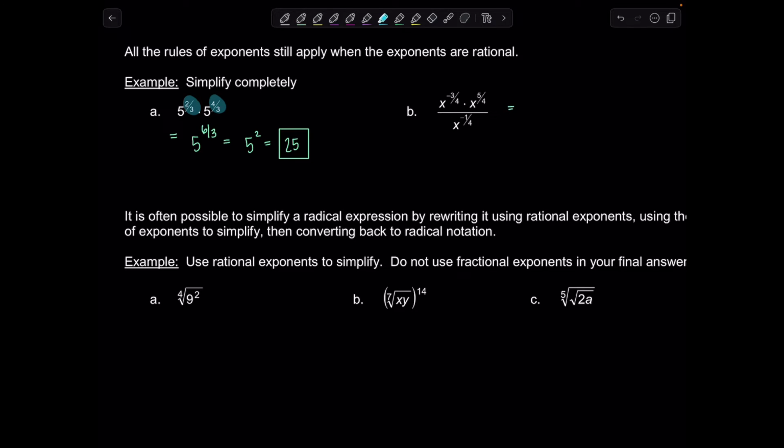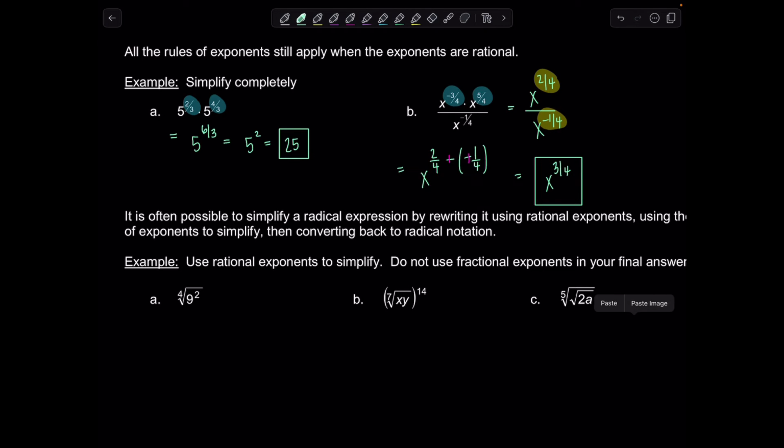I'm going to simplify just the numerator first. So I'm going to add these exponents together. X to the negative 3/4 plus 5/4 is x to the 2/4. And then I have over x to the negative 1/4. And then remember the rule when you're dividing, you take the exponent from the numerator and you subtract the exponent from the denominator. So I'm going to write it out slowly. It's x to the 2/4 minus negative 1/4. Oh, yeah. So then it becomes addition, right? And then this is going to be x to the 3/4. Perfect, perfect. Very good.